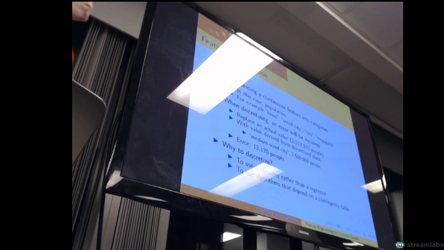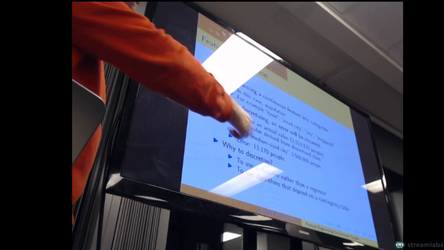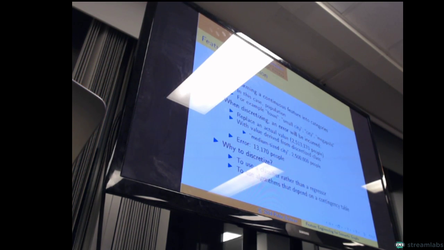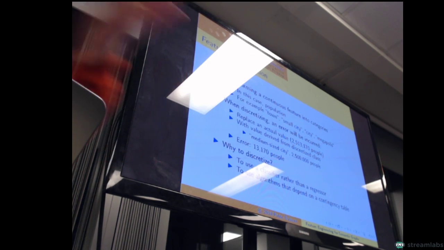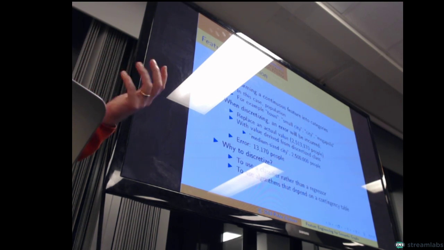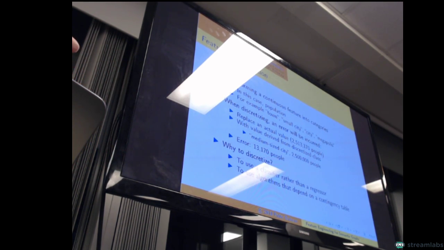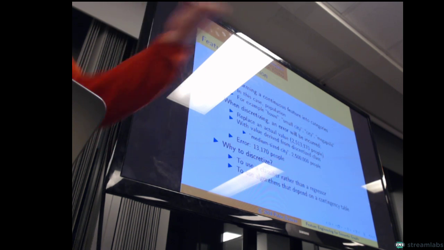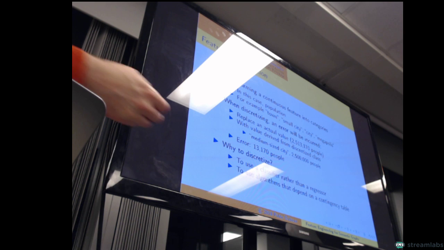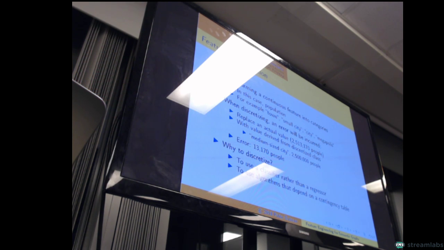Yeah? And of course, when you do discretization, you get an error. Because you're replacing an exact number like 2,513,170 by 2,500,000. Yeah? So in that case, you incur an error of 13,000. So why do we want to discretize? Well, one reason is that you want to train a classifier rather than a regressor. You have an idea that a classifier will do better, then you can discretize and then train a classifier. And the other part is that you can use algorithms that need a contingency table.